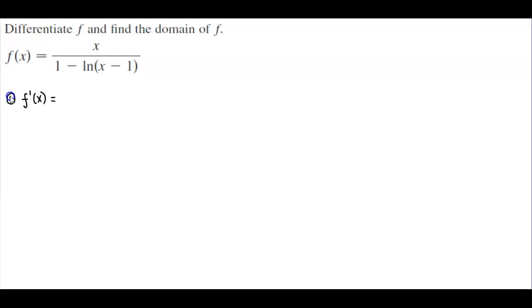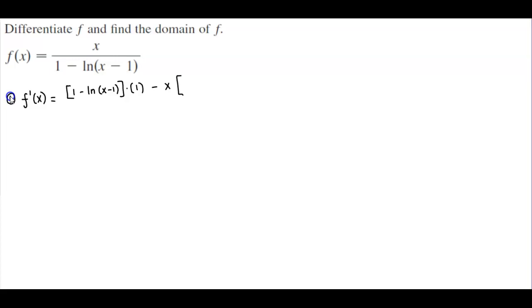And in order to find f prime of x, we're going to use the quotient rule. So we're going to take the denominator, which is 1 minus the natural log of x minus 1, and then we're going to multiply it by the derivative of the numerator, which is 1, minus, we're going to take the numerator, which is x, and then multiply it by the derivative of the denominator.